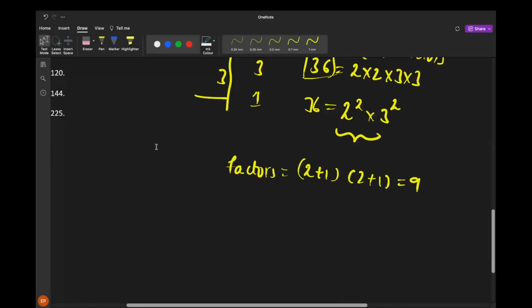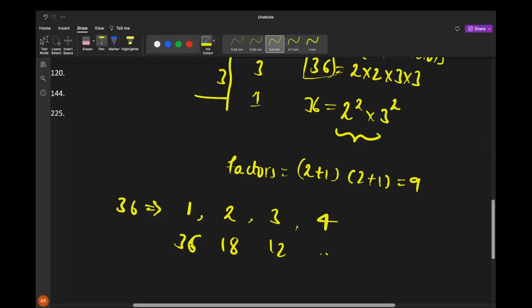Let's verify. 36. Start with 1. 1 and 36. 1 36s are 36. 1 and 36 are the factors. 2 18, right? 18 2s are 36. 3 12s are 36. 4 9s are 36, right? After 4 9s, 6 6s are 36, means 1 2 3 4 5 6 7 8 9. There are only 9 factors. So by writing in the form of prime factorization, it is beneficial to find the number of factors.